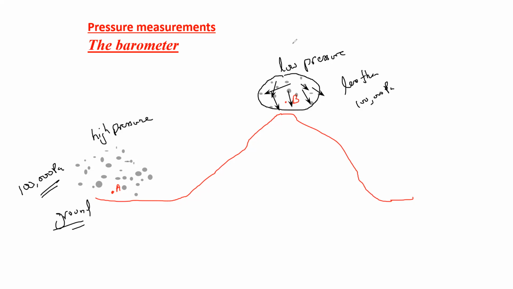So how can we measure this? How can we measure this atmospheric pressure? There's a device which is called a barometer. A barometer is an instrument or a device which is used to find the atmospheric pressure. How does it work? Actually, it's not directly measuring the pressure. It is comparing the atmospheric pressure with the liquid pressure.